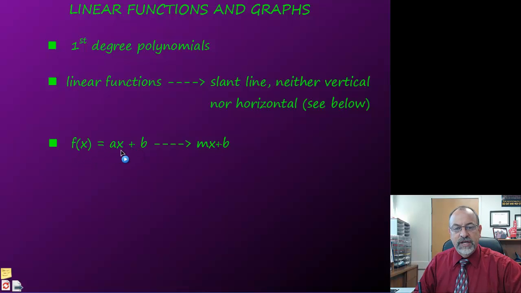f of x is equal to ax plus b. That's what you'll see on your calculator when you do linear regressions, or mx plus b. It's the same thing. A here is the slope. And remember, we talked in the last chapter about vertical stretches always showing up as the letter A. Well, this A here is a vertical stretch of the slope.